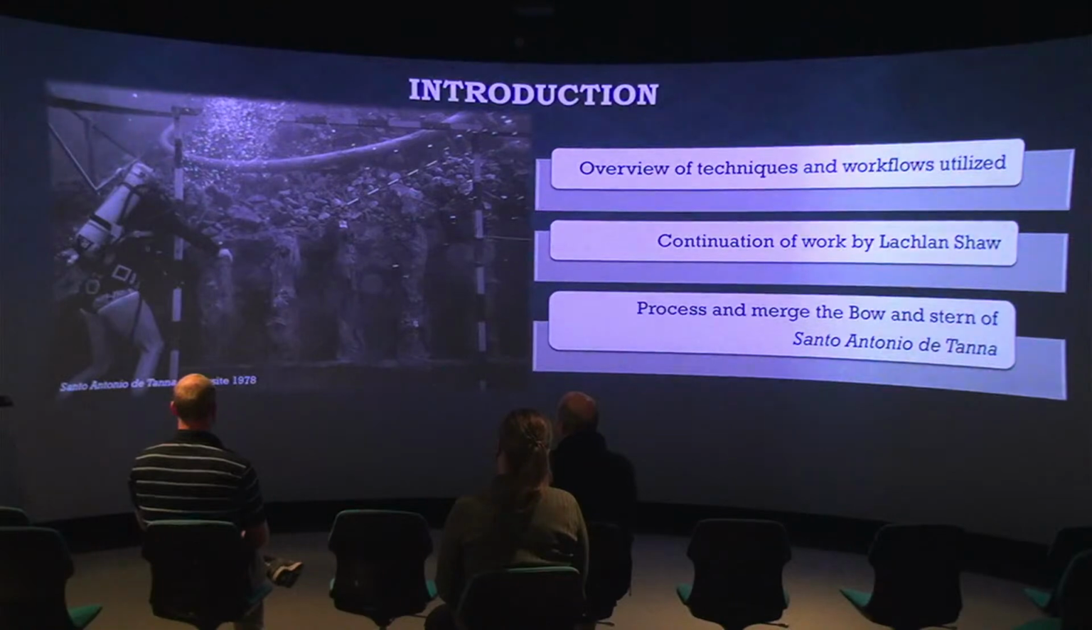So this work is the continuation of a project undertaken by a Curtin HIVE intern, Lachlan Shaw, in 2018, who focused his efforts on the bow section of the wreck site. So previous attempts to reconstruct the stern section at the time had unfortunately been unsuccessful, and so I was contracted by Jeremy Green to first revisit and reprocess the bow section of Santo Antonio de Tanna, and then to try and reconstruct the stern section, and then finally align and merge those two sections of the hull together to form a complete 3D model of the entire wreck.